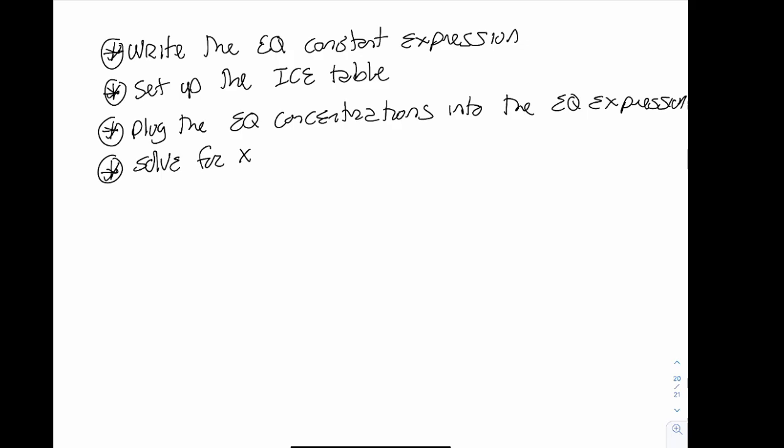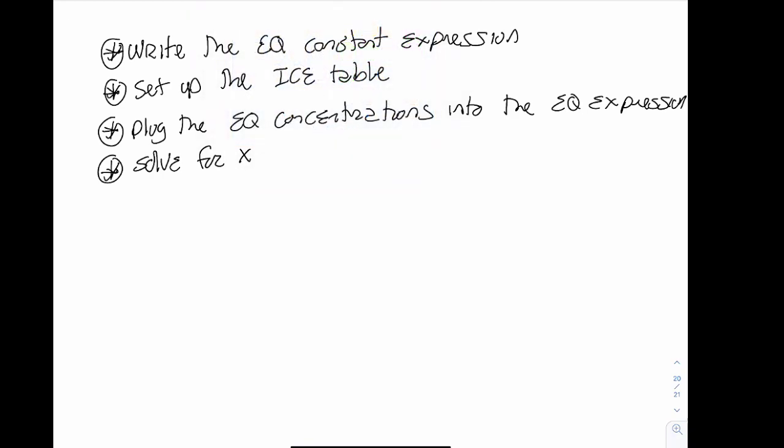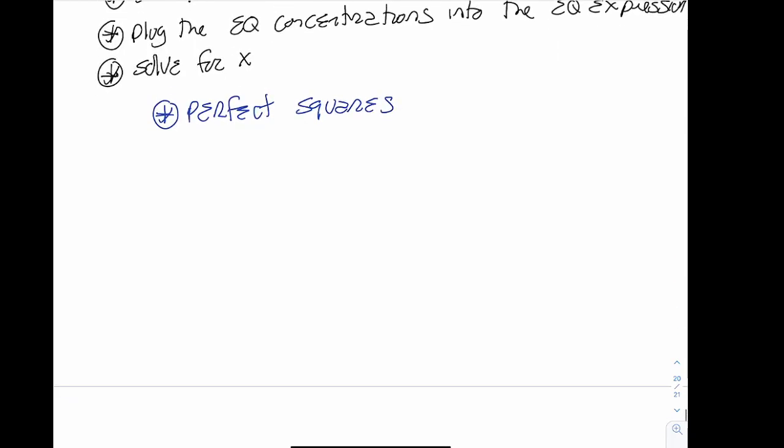Solving for x, we had essentially three different ways to do it. So our first one is if we had a perfect square. So for something like this, you would have to have initial concentrations that are the same. So if you have two reactants, the concentration of both reactants must be the same. And then you have to have a squared term on both the reactants and product side.